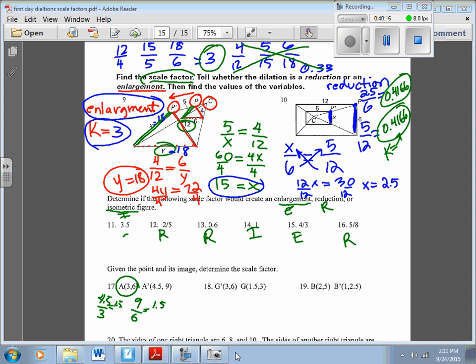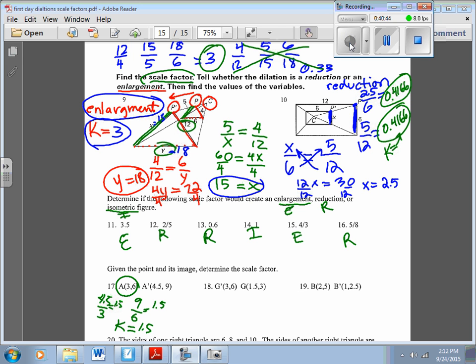All right, can you guys try to do number 18 and 19 on your own? The scale factor that we just got was 1.5. Now, had you done it the other way around, that would have meant that it's a reduction, but it wasn't a reduction. It went from 3, 6 to 4.5, 9. All right, you guys are trying to do number 18 and 19, okay?